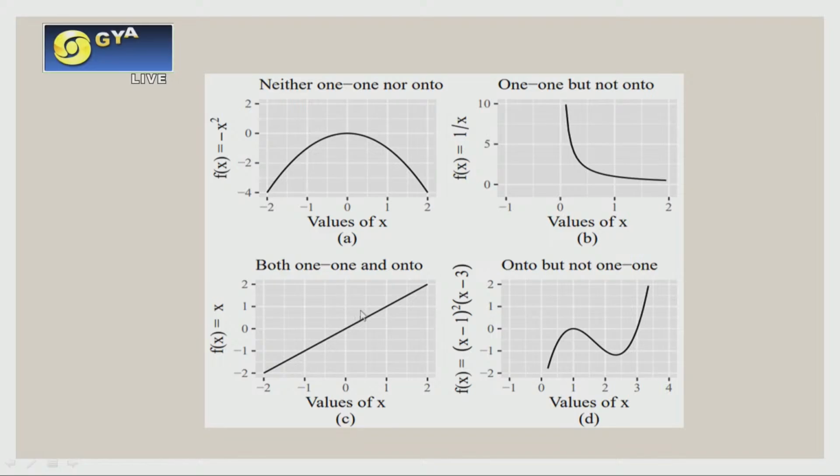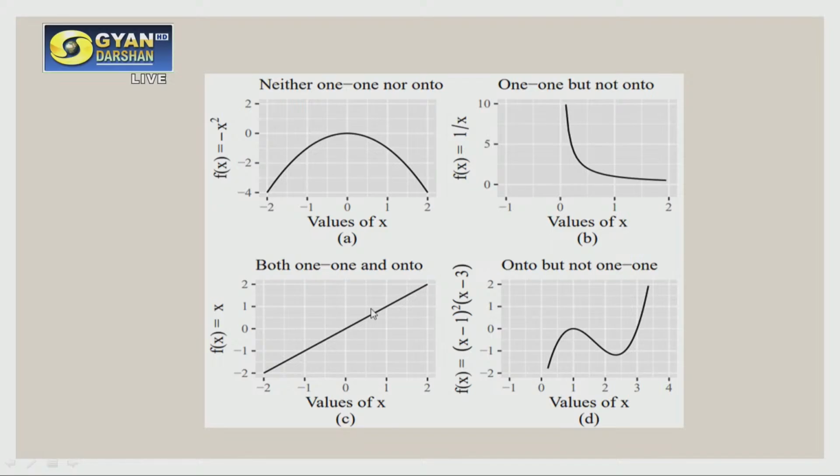Now come to this third part. This is a very nice function. This is actually a linear function, and see this, draw any horizontal line. It will intersect the graph exactly at 1 point. So it is a one-one function. Each horizontal line will intersect the graph at exactly 1 point. So it is one-one.